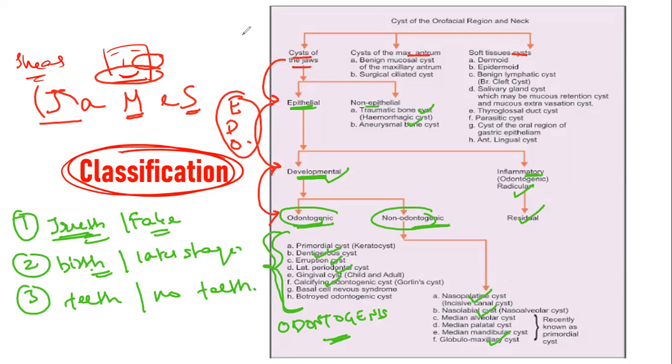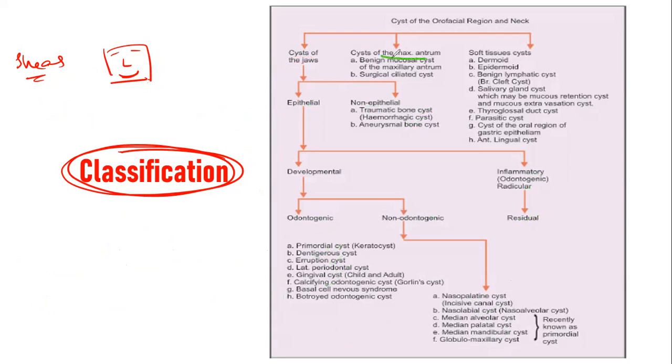Further, to see the other cysts, the cysts of the maxillary antrum include the benign mucosal cyst and the surgical ciliated cyst. And the cysts of the soft tissues are what you study in your general surgery, right? You study in detail the dermoid, epidermoid cyst, thyroglossal duct cyst, parasitic cyst, etc. So far we have completed the cysts of the jaws, which included epithelial, developmental, odontogenic and non-odontogenic cyst, and the inflammatory cyst.